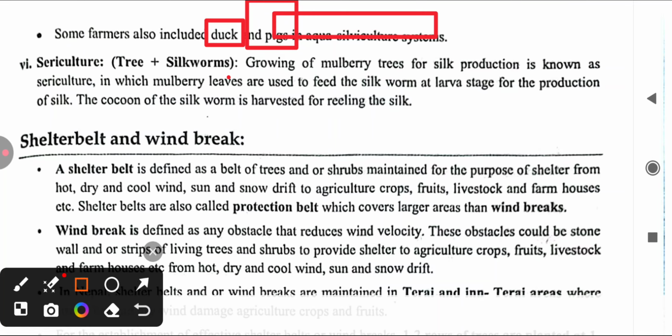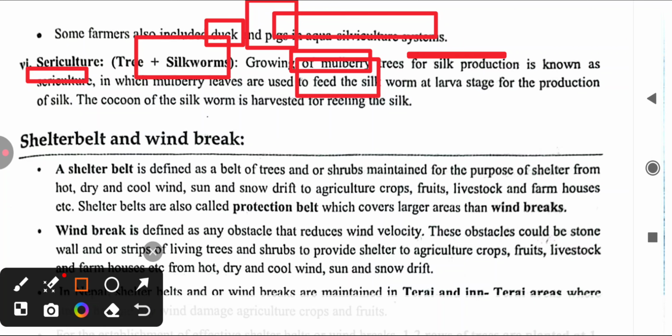Sericulture: tree plus silkworm production. Growing of mulberry tree for silk production is known as sericulture, in which mulberry leaves are used to feed the silkworm at larva stage for the production of silk. The cocoon of the silkworm is harvested for reeling the silk.